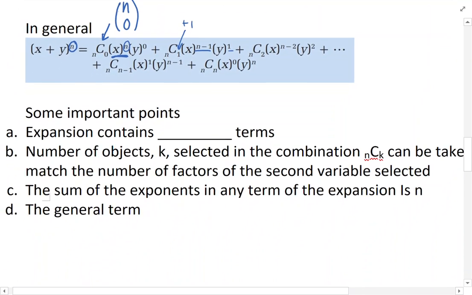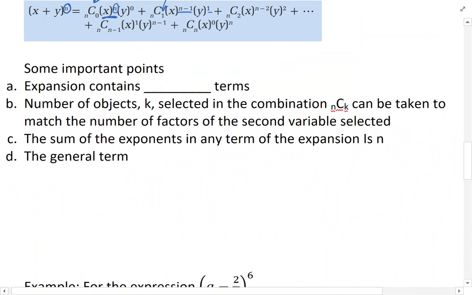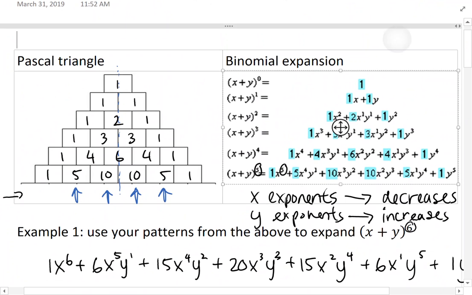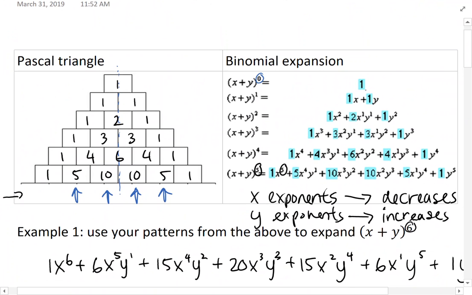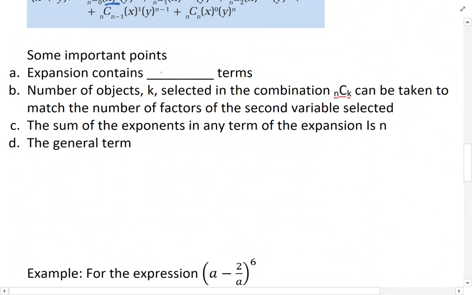So, some important points. When we expand it, when we have degree 0, we have 1 term. Degree 1, we have 2 terms. Degree 2, we have 3 terms. And as you can see, the expansion contains n plus 1 terms. The number of terms will always be 1 more than the degree.